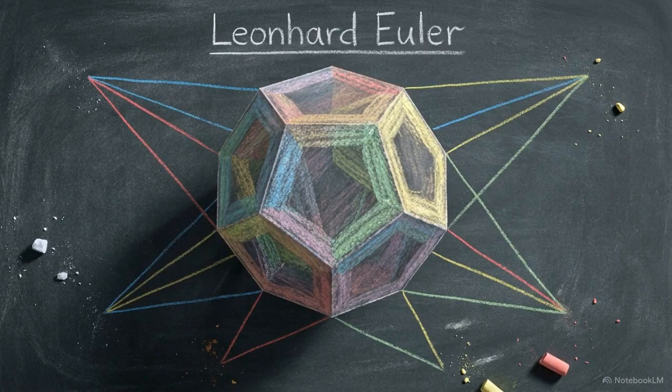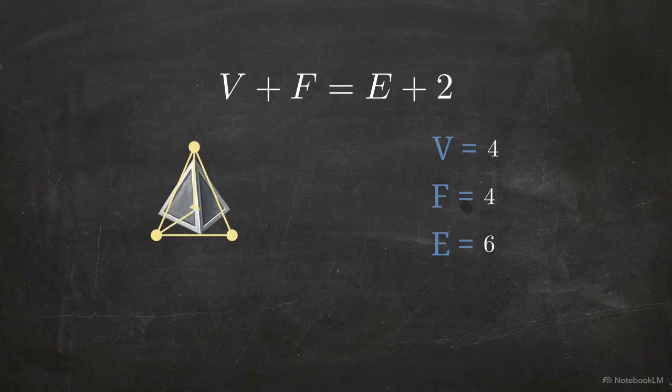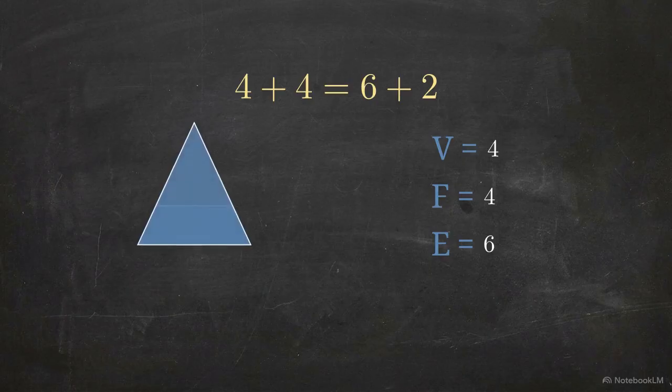In the 18th century, Leonhard Euler discovered that convex polyhedrons are governed by a specific relationship between their components. Euler's equation states that for any convex polyhedron, vertices plus faces equals edges plus 2. A tetrahedron has 4 vertices and 4 faces, equaling its 6 edges plus 2. Similarly, a square pyramid's 5 vertices and 5 faces equal its 8 edges plus 2.